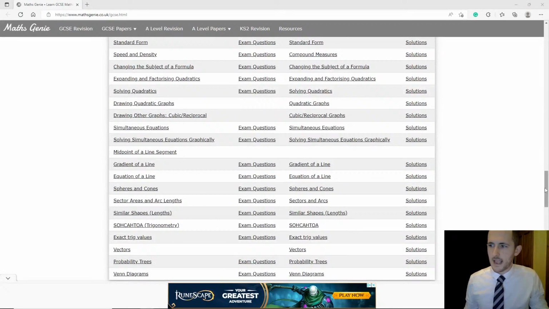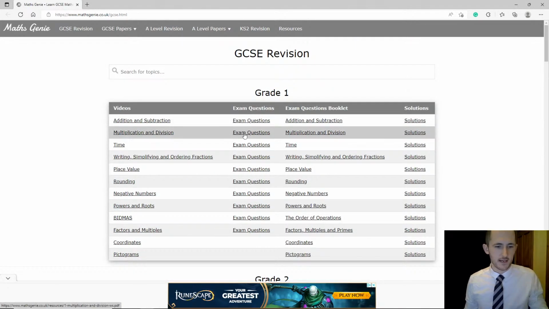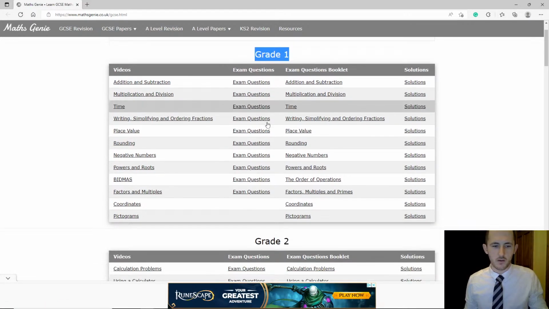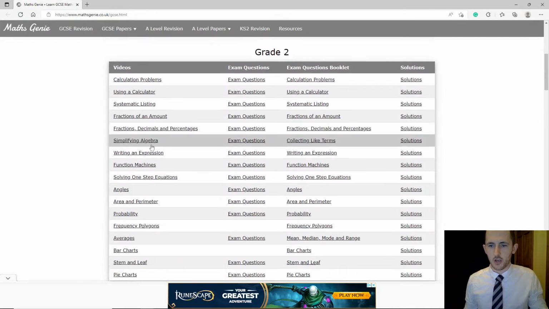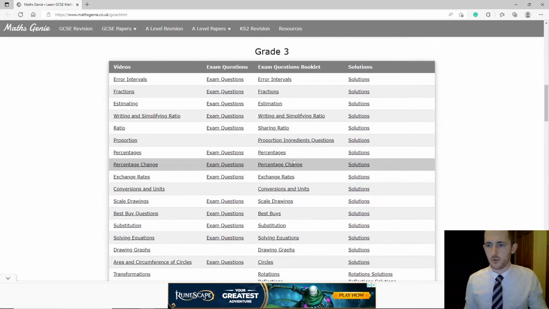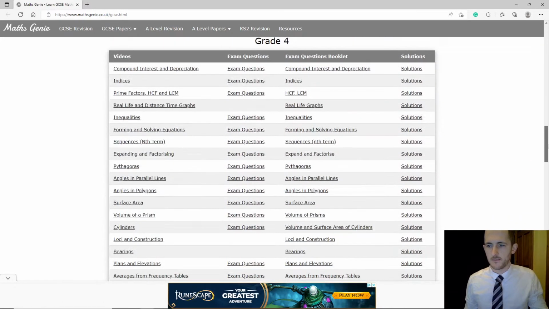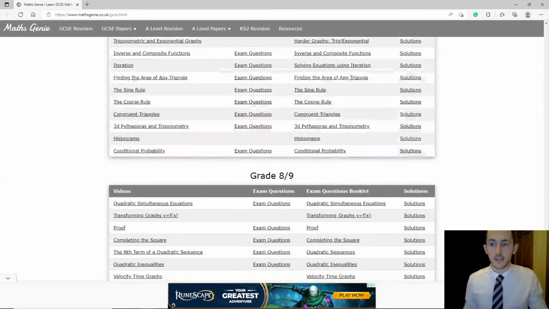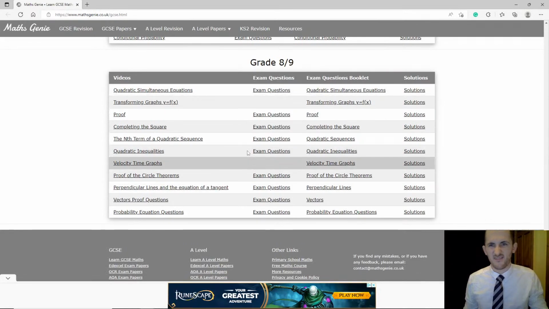If you look, this is every single topic that comes up in GCSE Maths. And it's broken down into grades as well. So you literally go through all of these. This is all of the questions you can ever need. Yeah, so that's actually one thing, is that they're not really that tricky.